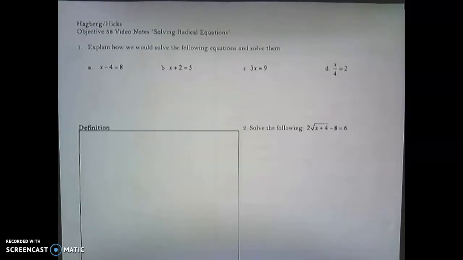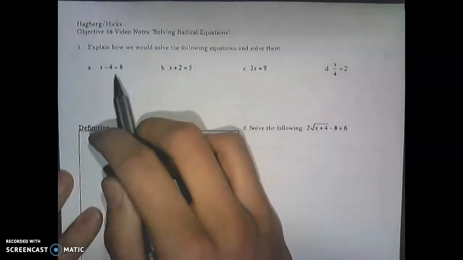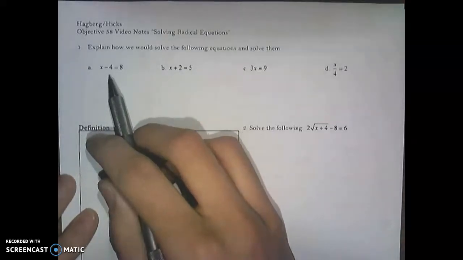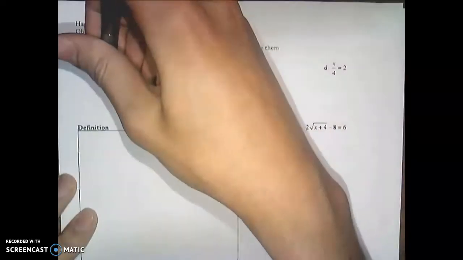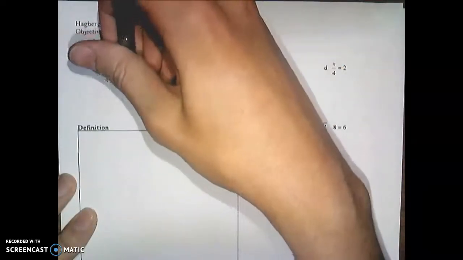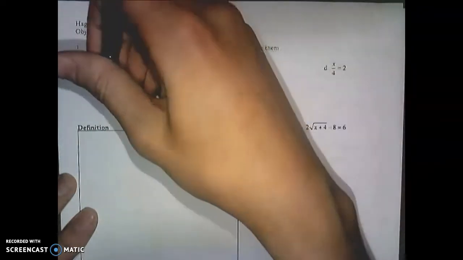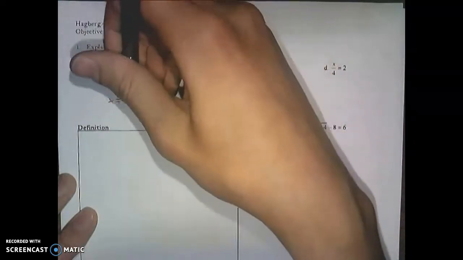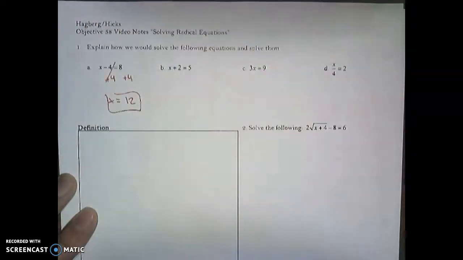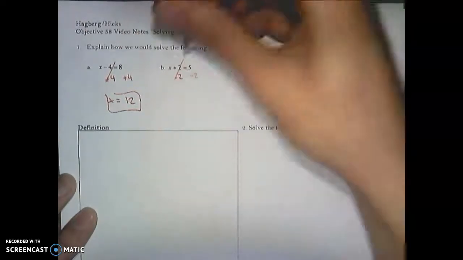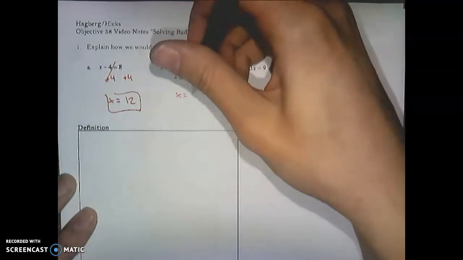I want to start off by just giving you a few examples of equations and how we would solve them for x. So looking at this first one, we have x minus 4 equals 8. Right now, what's attached to the x? We have a minus 4. In order to get x by itself, we have to do the inverse operation. We add 4 to both sides. So the minus 4 and the plus 4 cancel. We have x equals 8 plus 4 is 12. So x equals 12. Here we have x plus 2 equals 5. We have to subtract 2 from both sides. These cancel. You have x equals 5 minus 2, which is 3.